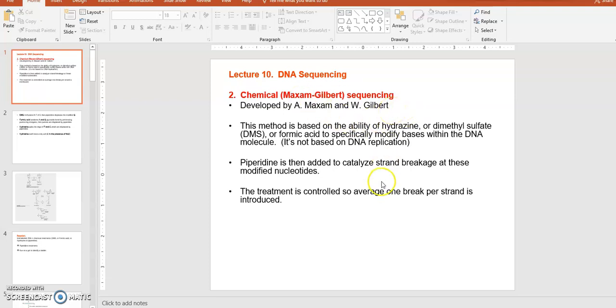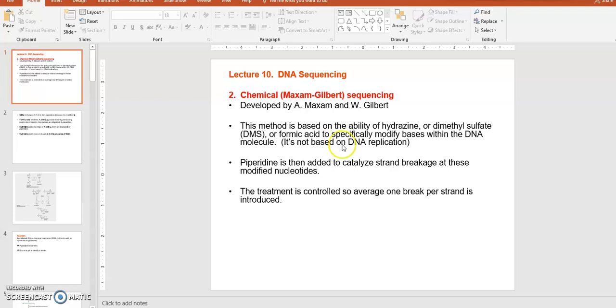The way it works, this sequencing method does not rely on the DNA replication process. That's a big difference. Dideoxynucleotide sequencing relies on the DNA replication process and then a random termination based on the dideoxynucleotide, right? But this one is not that way. Instead, the method depends on chemicals that can modify your DNA bases, and then chemicals that can also cut up the modified DNA bases.